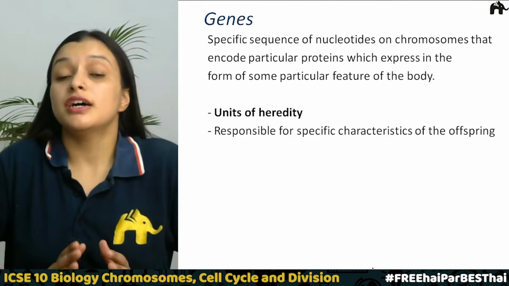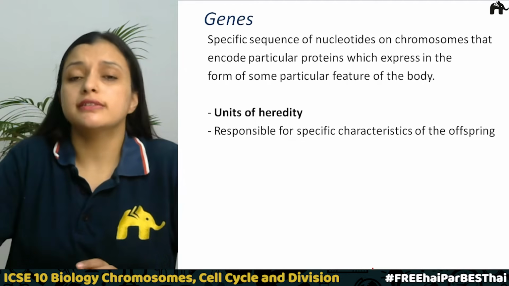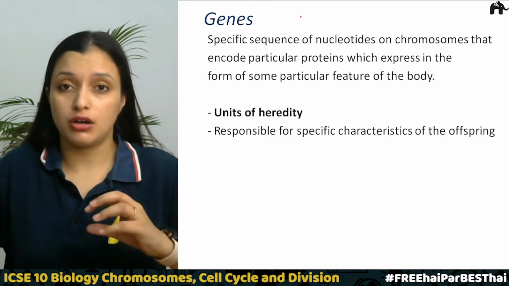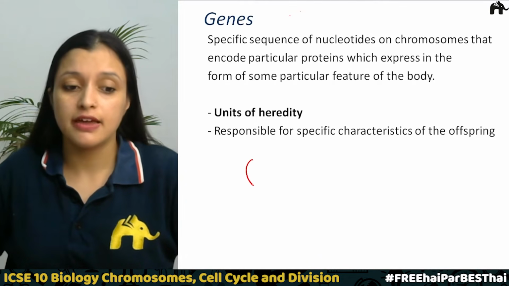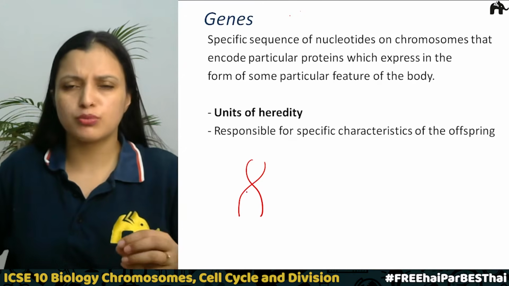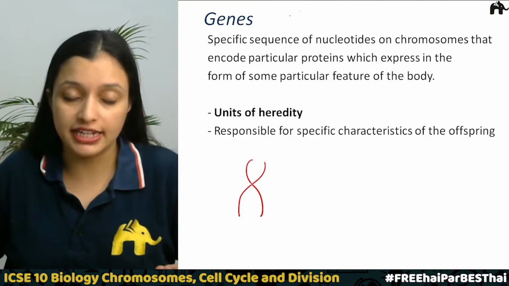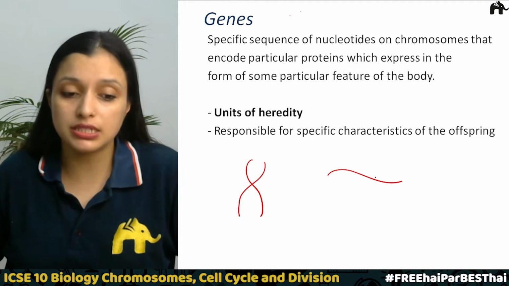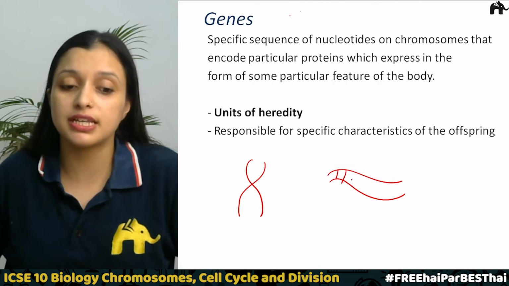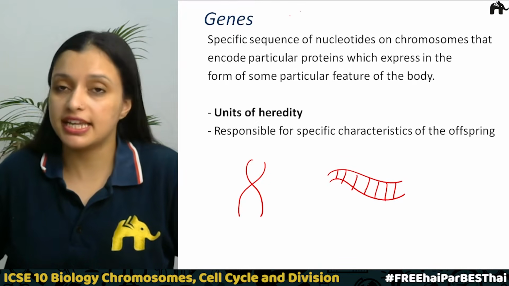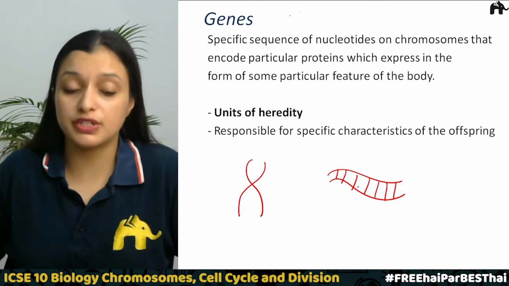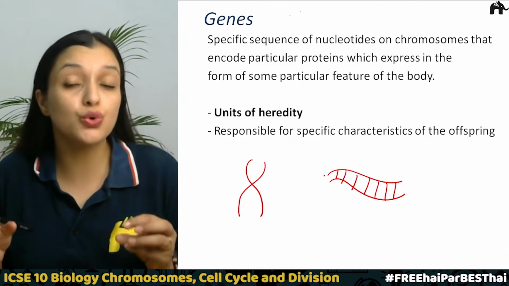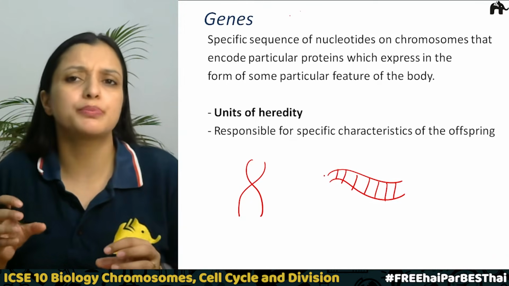All right. Now talking about genes. Genes are specific sequences of nucleotides. So there is a chromosome, right? This chromosome is made up of DNA, so there are DNA sequences. Let us consider this is a double helical DNA, so there are two strands of DNA. On this strand of DNA, there are specific nucleotides which encode for a particular protein.